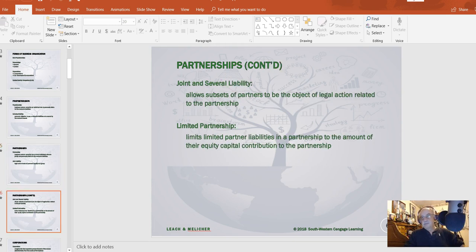All right, so there's a term here, joint and several liability, and it allows subsets of partners to be the object of legal action related to the partnership. And again, those subsets would normally be the general partners. So here's limited partnership, limits limited partners, and here's what I was talking about, right? The limited partners in a partnership are liable only to the amount of their equity capital, so they're not liable beyond that.